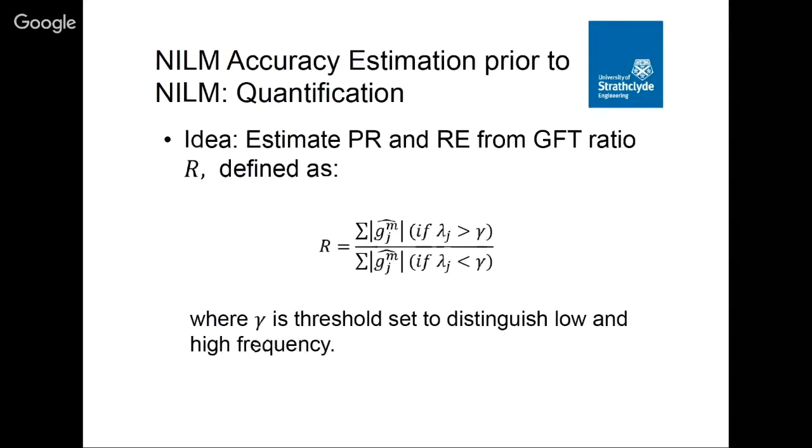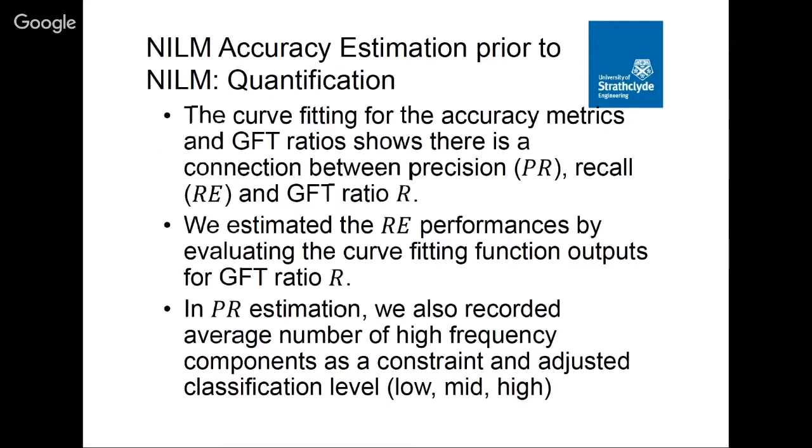And here is how we quantify our estimations. We introduce the GFT ratio R, which is the ratio between the sum of energy over low frequencies and the sum of energy over high frequencies. And through curve fitting, we find that there is a connection between the precision and recall we mentioned before and the GFT ratio R. So to estimate our accuracy, we evaluate the curve fitting function output for a specific graph Fourier transform ratio R that we obtain from the appliance survey.